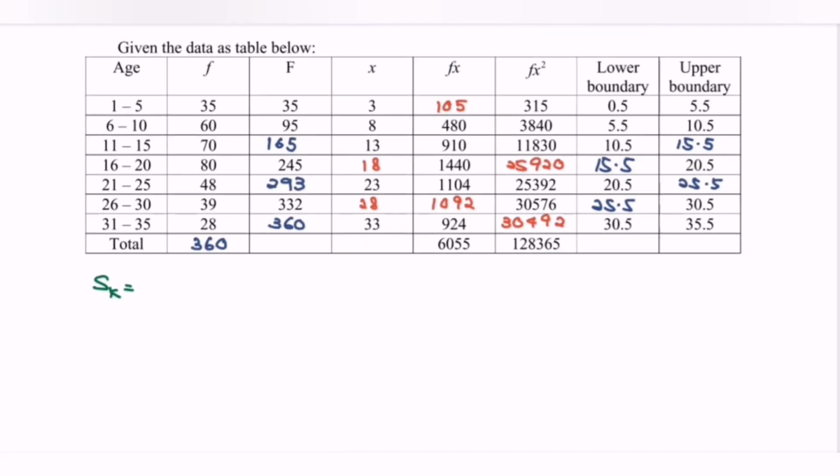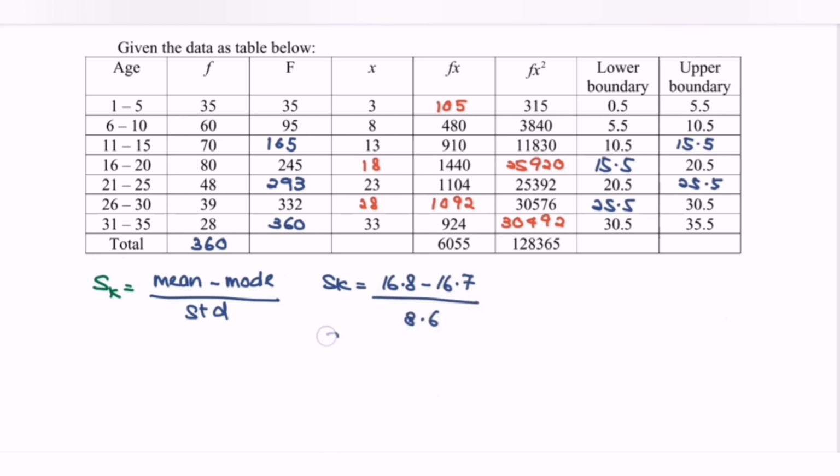We have the second formula, where we have the Pearson coefficient of skewness with the mean minus the mode over the standard deviation. Kindly substitute the value, so we will have 16.8 minus 16.7 over 8.6. So the coefficient will be 0.0116. So kindly refer to the value and we can state that the situation is slightly skewed to the right.